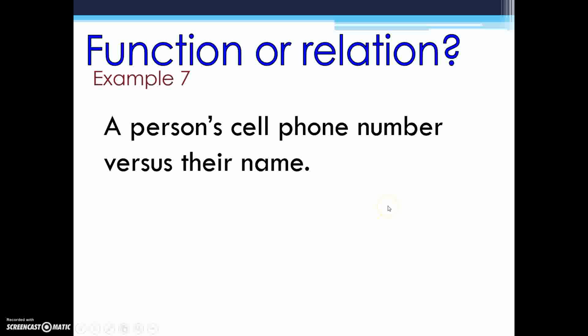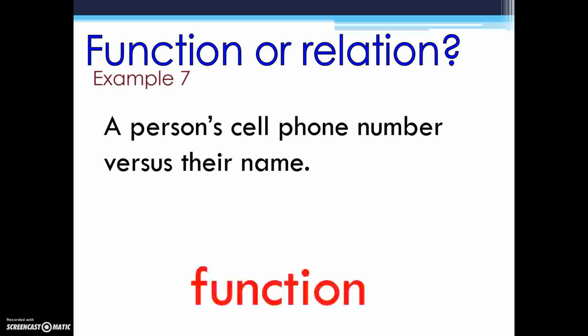All right, so if I look at this one, a person's cell phone number versus their name. Well, if they have a cell phone number, if that's their input, what do we know about cell phone numbers? There's no 2 cell phone numbers that are alike. So all cell phone numbers are unique. So it would be a function because it only has one output. Now, I know some of you may be thinking, well, it could be a relation. I can maybe buy into it, but you have to give me a reason why. So if you can think of a reason why this example could be a relation, tell me.